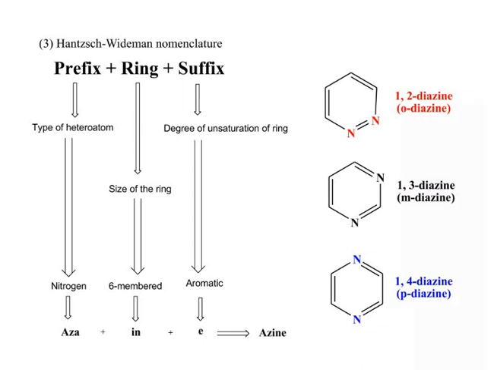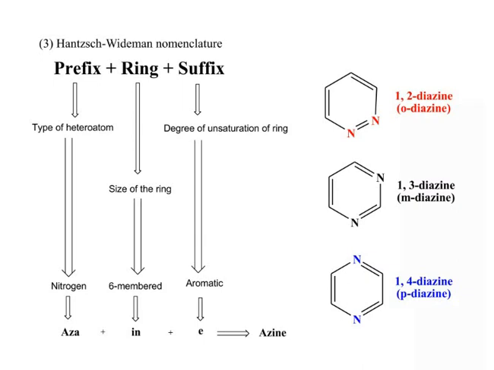Now Hansch-Widman nomenclature. Hansch-Widman nomenclature contains prefix, ring and suffix. Prefix plus ring plus suffix. Prefix means type of heteroatom, just like in this case nitrogen. For nitrogen we are using aza. Then ring, size of the ring, 6-member ring in this case, so we are using in. And suffix, degree of unsaturation of ring. So for aromatic we are using E.